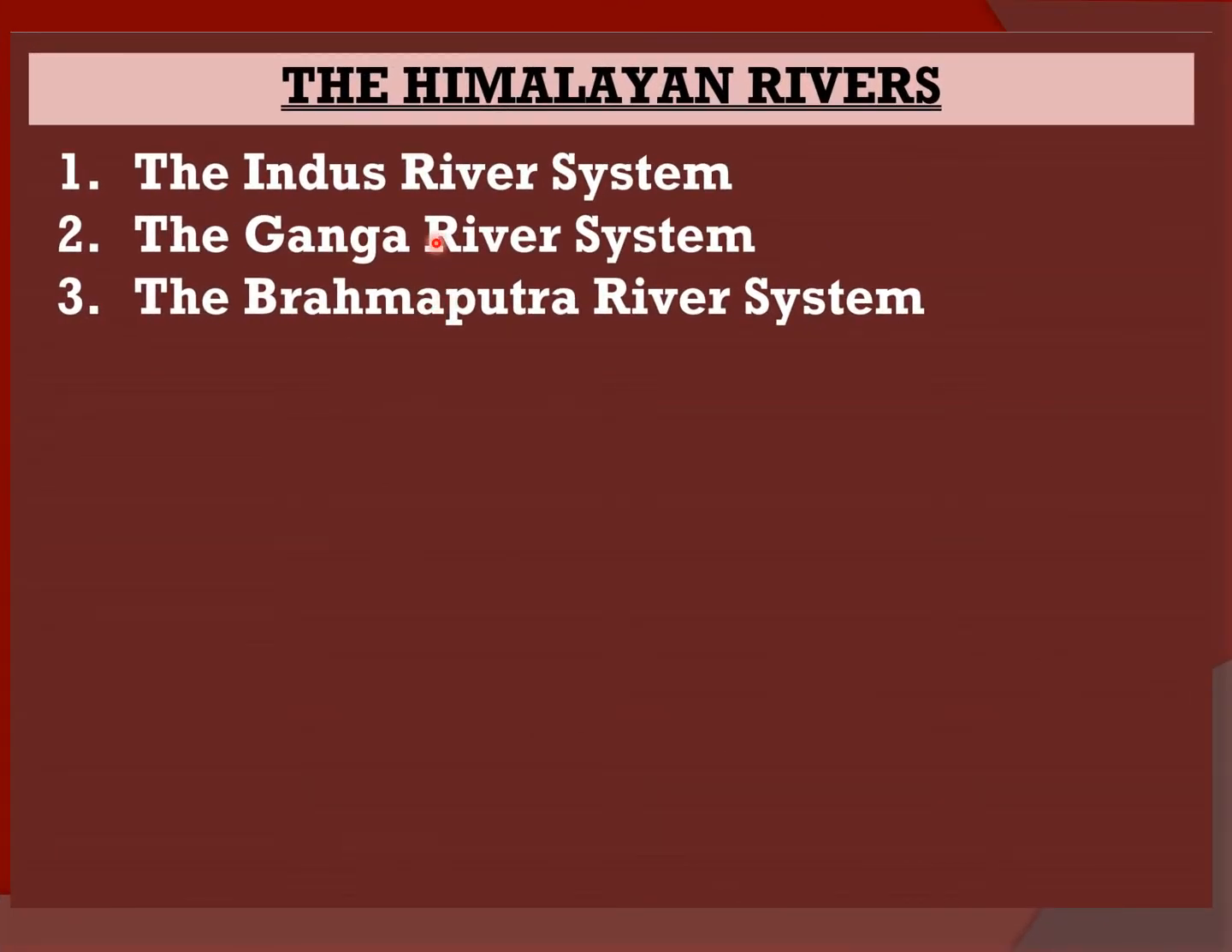Now that we know what sets these two groups of rivers apart, we can start talking about each of these rivers in more detail. We're going to start off with the Himalayan rivers, which are the longer and the deeper ones. So there are three main Himalayan rivers I need to know. They're the Indus, Ganga, and Brahmaputra. Let's look at each of them in some more detail, starting with the Indus River system.